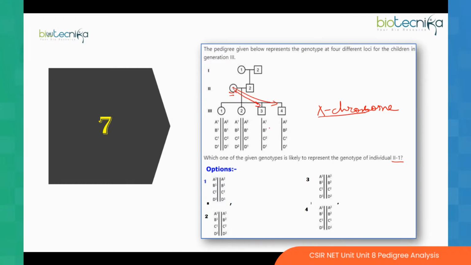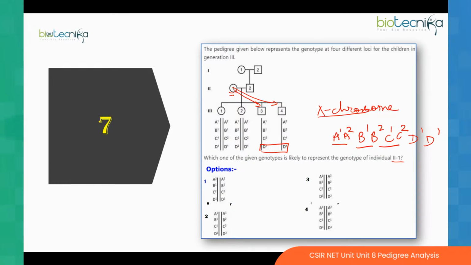So mother, for sure, is giving A1, A2, B1, B2, C1, C2. And for D, you see that both are D1. So the possibility is that mother can be homozygous for D1. But for A, B, and C, the mother is for sure heterozygous, because both the sons will for sure receive the X chromosome only from their mother, and both the sons have the A1, A2, B1, B2, and C1, C2 alleles.